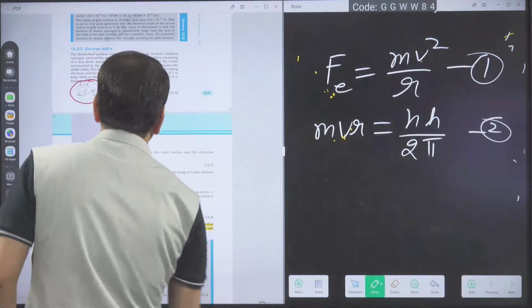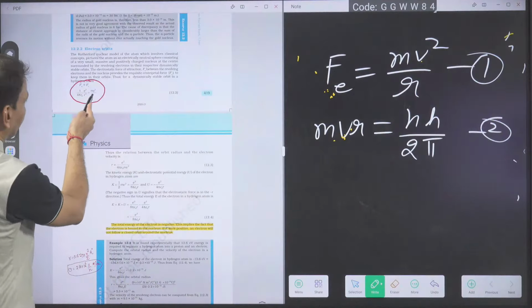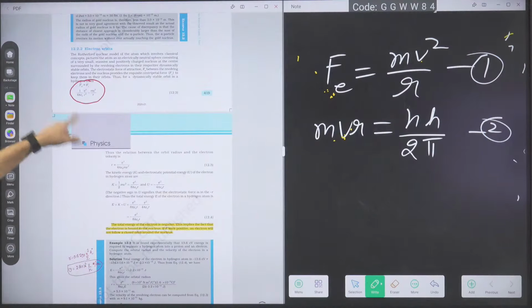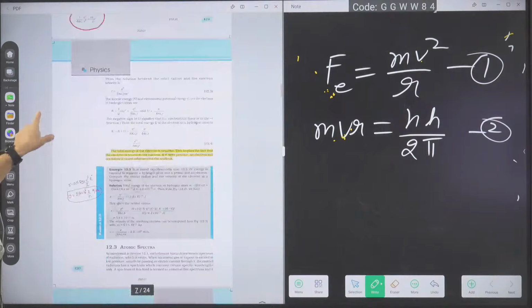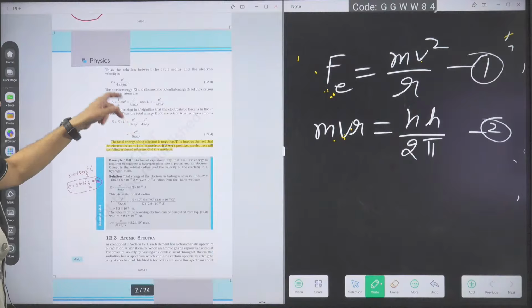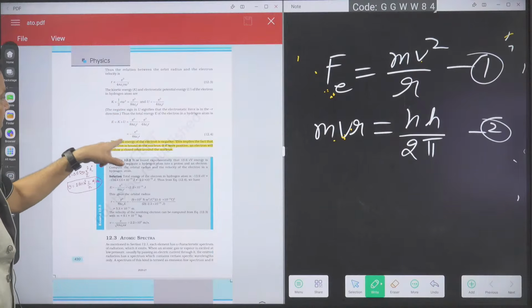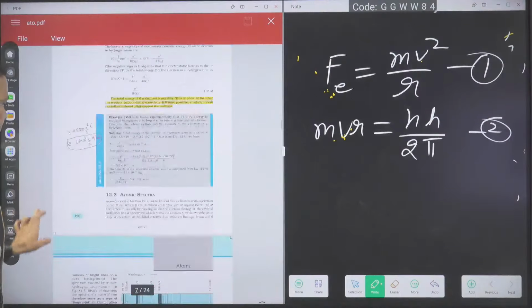So here the electrostatic force is mv square by R. From that we got the R value. Then half mv square is the energy. By putting the v we get the energy formula also.